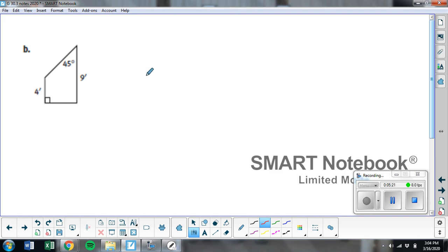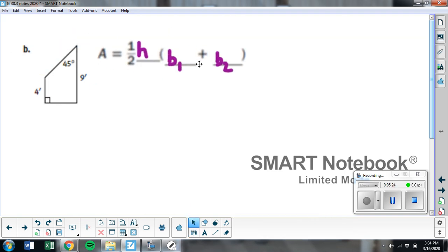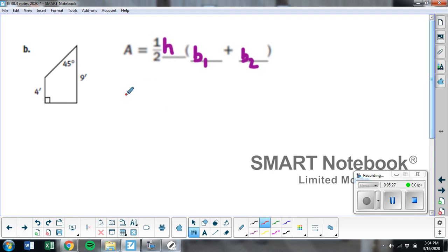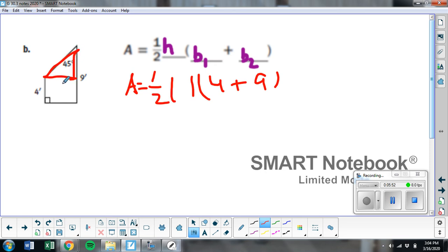Okay, let's give this one a try. Here's my formula. We don't know the height. We do know the bases are 4 and 9. The bases will always be parallel to one another, but perpendicular to the height. So this is the height. I drew it here instead of out here, so that I can make a triangle. So this is H. If this whole thing is 9, and this part's 4, this part is 5.